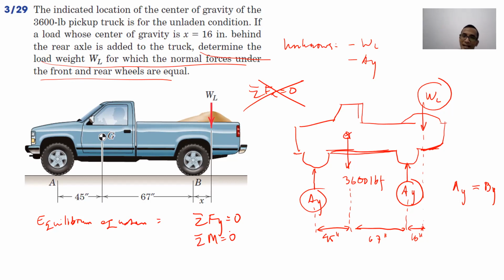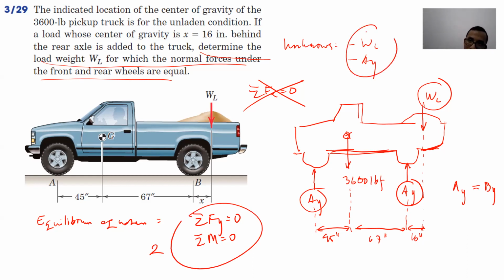Now, the next question is, how many unknowns and how many equations that we have? Jumlah variabel yang tidak diketahui berapa? Jumlah persamaan yang kita punya berapa? Ada 2 persamaan, unknowns-nya ada 2 juga. Bisa diselesaikan tidak? Bisa. So, we have 2 unknowns, WL and AY. We have 2 equations to solve it. Sigma Fy equals 0 and sigma moment equals 0. In this case, which means it is solvable.